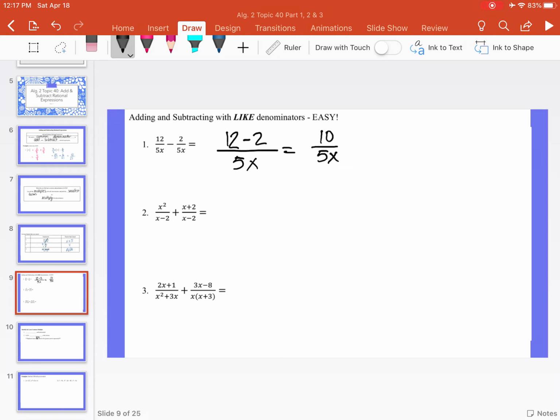And here we have a common factor of 5 that goes into both the numerator and denominator. So if we divide the numerator by 5, we get 2. And if we divide the denominator by 5, we get 1. So our new answer is 2 divided by x. Now thinking back to topic 39, where we identified restrictions on the denominator, here remember our denominator can never equal 0. So our variable of x can't equal 0.